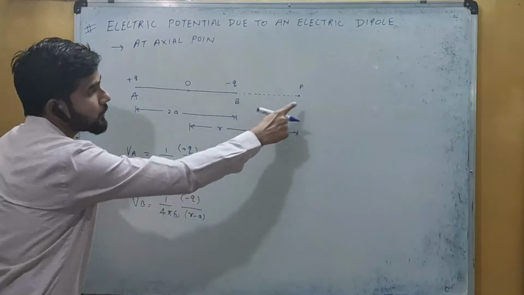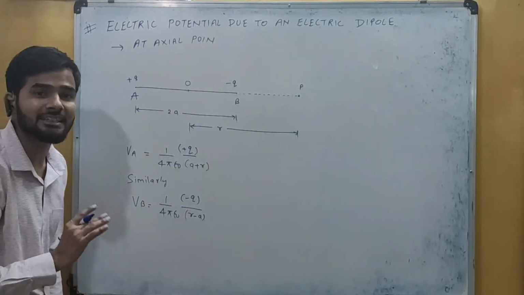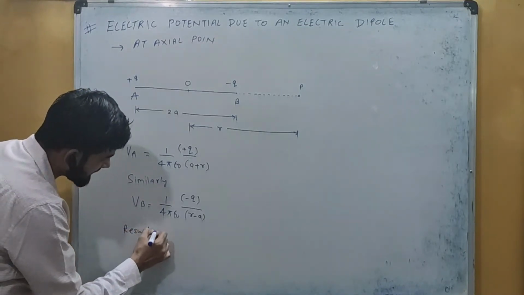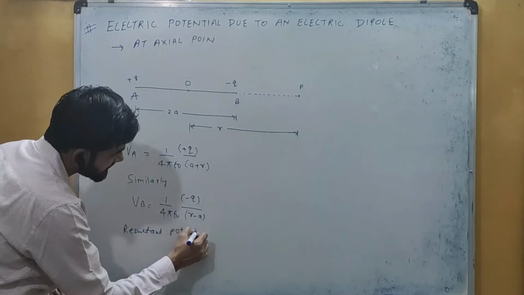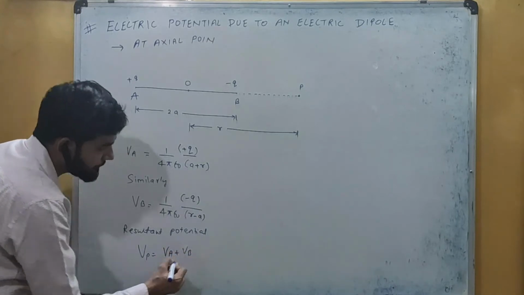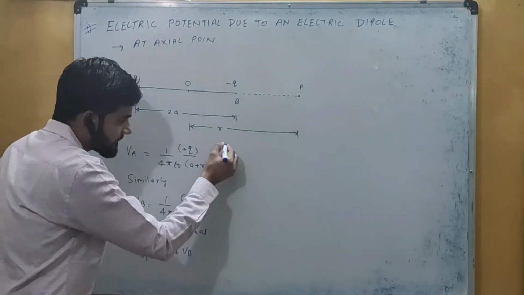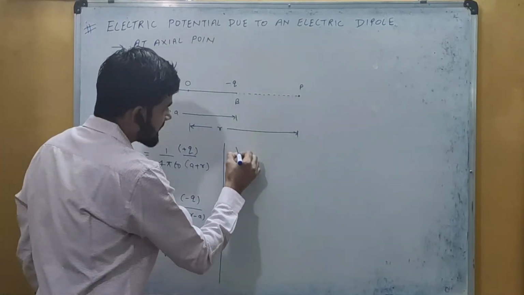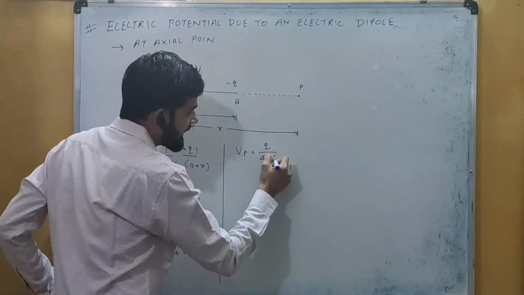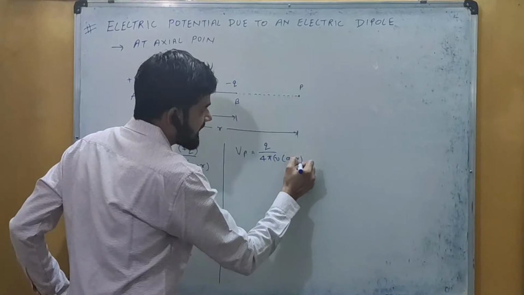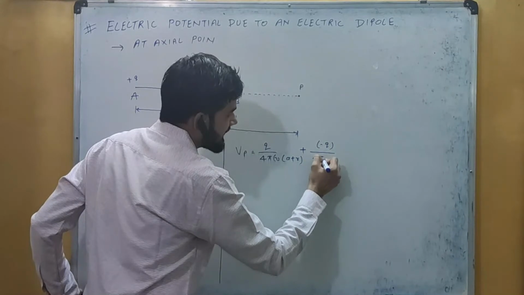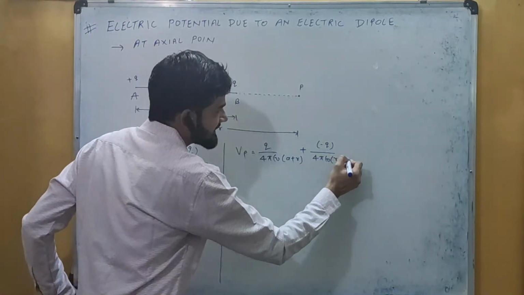Now here what will be the total potential at point P? This electric potential, it's a scalar quantity. So what will be the resultant potential? Resultant potential V at point P is equals to VA plus VB. That will be the total potential at that point. So how we can calculate that? We will put the value of VA and VB, that is equals to q by 4 pi epsilon naught (a plus r) plus VB is equals to minus q by 4 pi epsilon naught (r minus a).